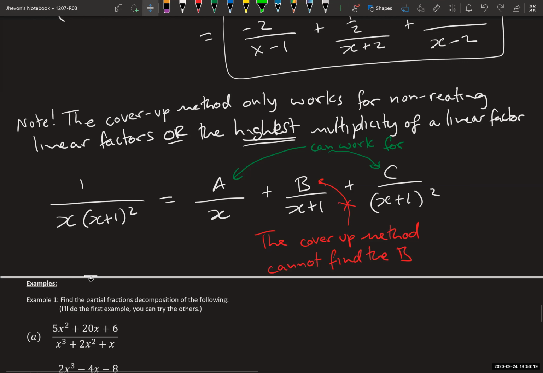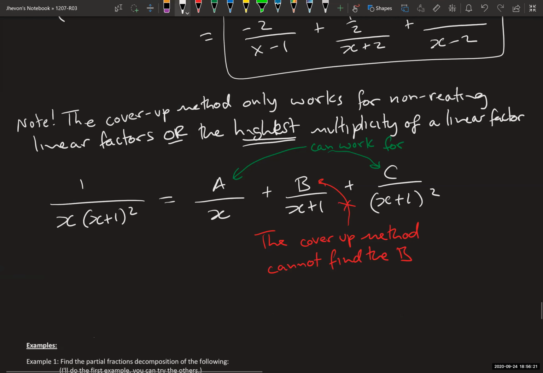Professor, even if it can't be used to find B in that problem, can it still be used to find A and C? Yeah, and then I would solve for B by doing something else. Okay. So again, all the methods that I just showed you can be mixed and matched.